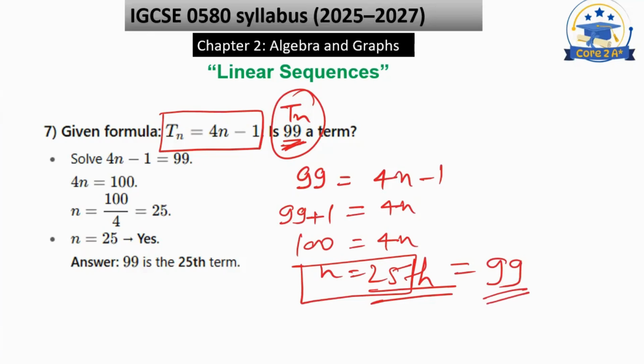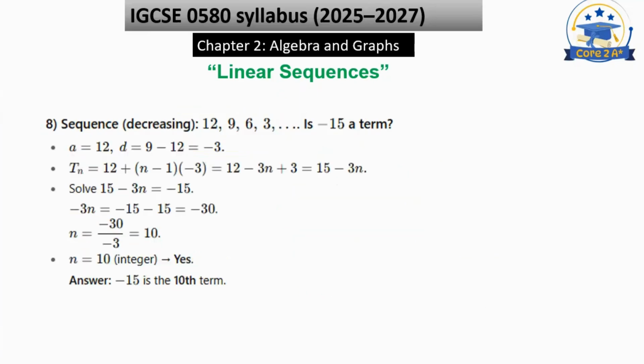99. Okay. Next, sequence. Again, it is in decreasing order. You can see very clearly the biggest number is 12. And after that, the numbers are decreasing. So it is asking whether negative 15 is a term or not. So again, negative 15 is your Tn. Put the value, get the answer. Tn equals negative 15. A, the first term, is your 12. D, the common difference. Always subtract second term minus first term, right?